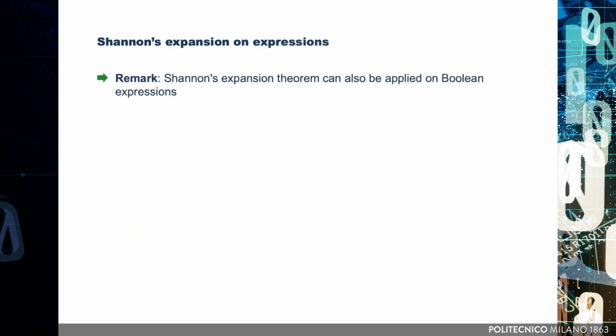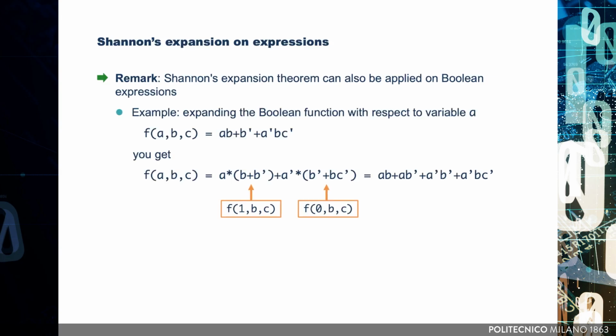Shannon's expansion theorem can also be applied directly to Boolean expressions. Let us take an example. We want to expand the expression a and b, or not b, or not a and b, and not c, with respect to a. We obtain a and f of 1 b c, or not a and f of 0 b c, where f of 1 b c is equal to b or not b, while f of 0 b c is equal to not b or b and not c.